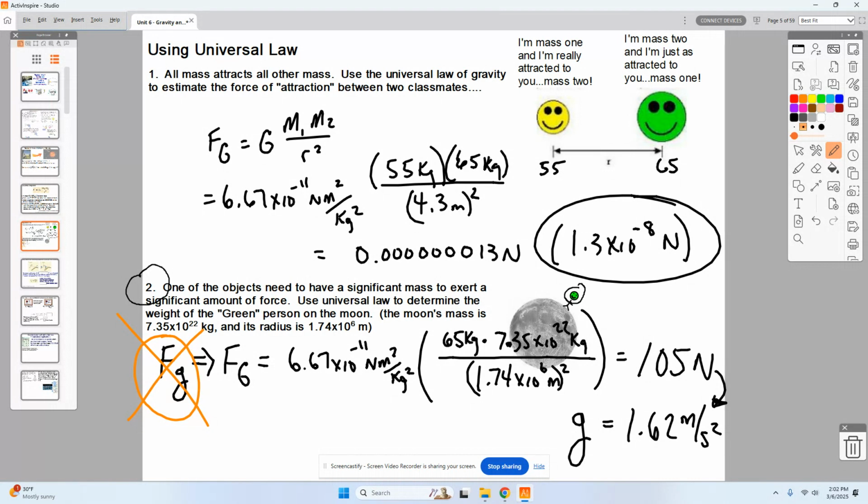How do you think we know the mass of the moon? Don't say Google it, because how does Google know it? How do we know the mass of the moon? Like 7.35 times 10 to the 22. How do we know that? How do we know the mass of the sun? 1.9 something times 10 to the 30th kilograms. How do we know these things?